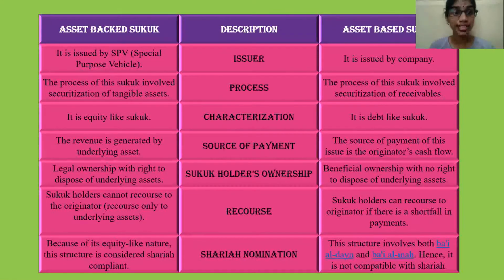Asset-backed sukuk is issued by SPV, however, asset-based sukuk is issued by company. The process of asset-backed sukuk involves tangible asset, however, asset-based sukuk involves receivables. Asset-backed sukuk is like equity, asset-based sukuk is like debt. The revenue of asset-backed sukuk is generated by underlying asset, however, asset-based sukuk involves originator cash flow. The legal ownership of asset-backed sukuk is the right to dispose the underlying asset. However, asset-based sukuk only involves beneficial ownership with no rights to dispose the underlying asset.